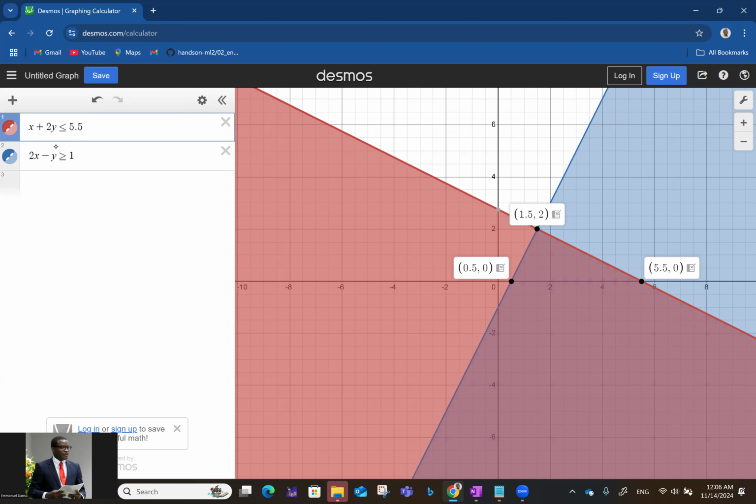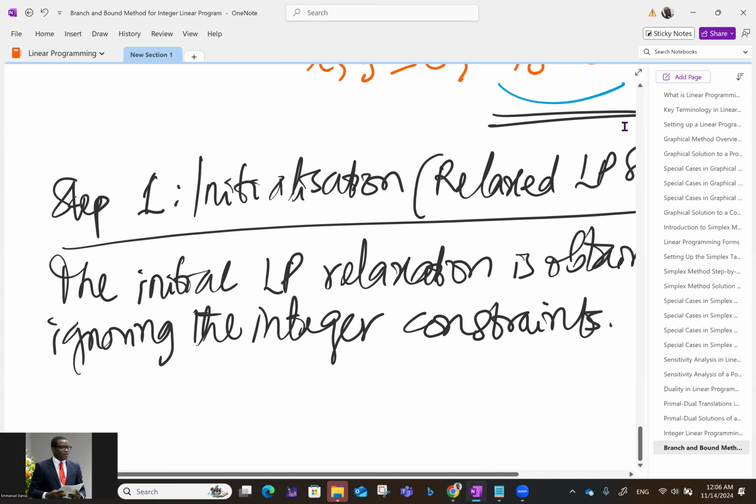So 1.5 comma 2, I want to note that somewhere. That's what we should have done if we're going to use the graphical method. Those are the corners where solutions may lie: 0.5 comma 0, 1.5 comma 2, and 5.5 comma 0. Those are the corners that are most likely going to give us the maximum solution. With those values, I go back and try to find which of them might be optimal.